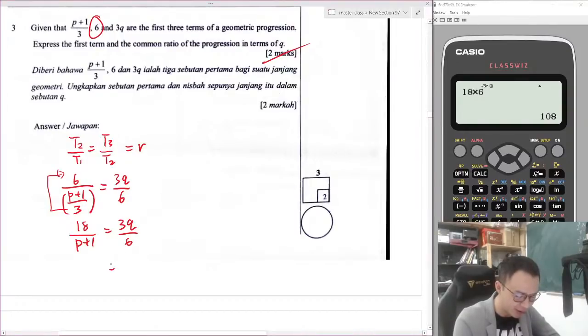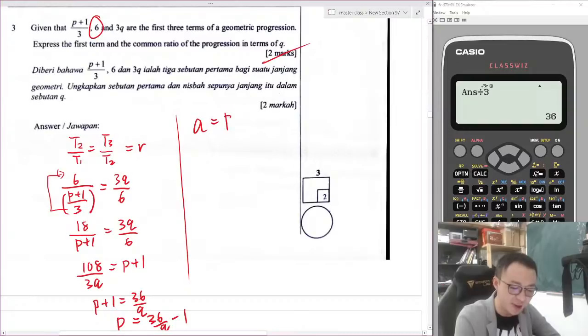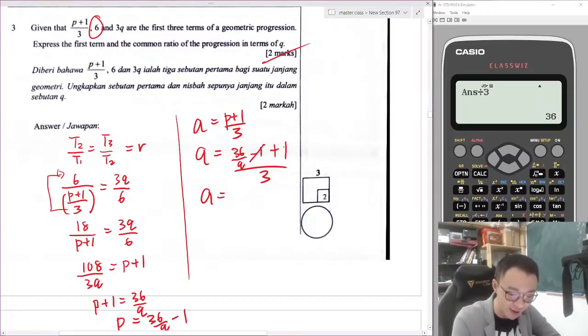So this one will be P plus 1. This one will be 108 over 3Q. Divided by 3, 36. So P plus 1 equals 36 over Q, P equals 36 over Q minus 1. Since my first term is P plus 1 over 3, I just substitute my P here, which is 36 over Q minus 1, plus 1 over 3. So my A, the first term: minus 1 plus 1 is gone, so this one is 12 over Q.